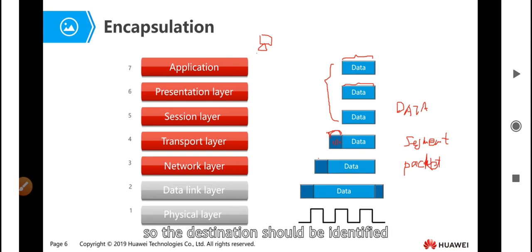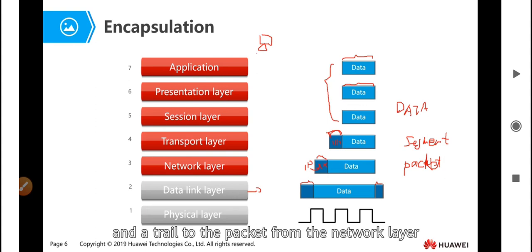So the destination should be identified in this header. Okay, the network layer also adds a header, and this network header contains the destination address and the source address and so on. So there's an IP address in this header. Okay, and then this packet should be sent to the media. So the network interface layer, the data link layer, should add another header and a trailer.